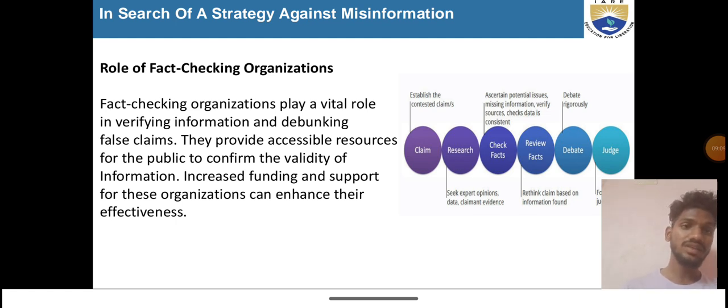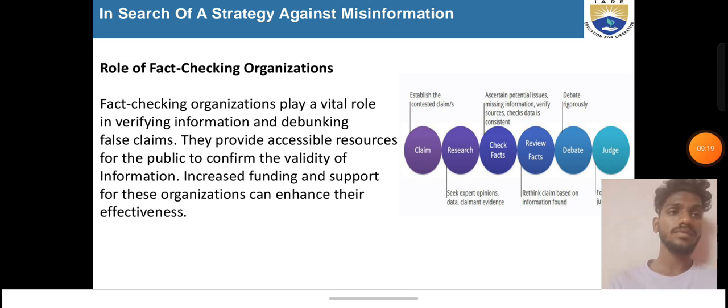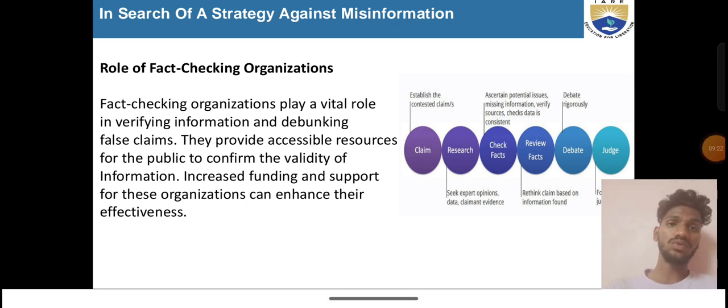Here we see the process: first they claim and research, check facts, review facts and debates, judge. This is the process of giving true information instead of misinformation.